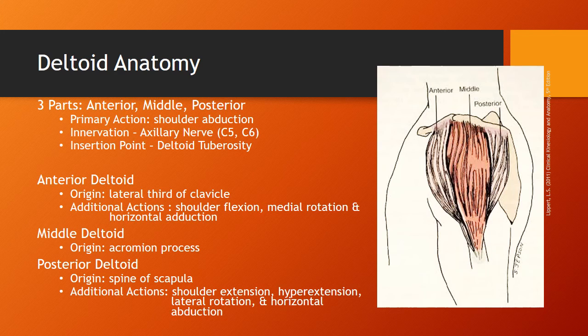provide a few additional actions to the shoulder joint. The anterior deltoid originates along the outer third of the clavicle, the middle deltoid originates on the acromion process, and the posterior deltoid originates along the scapular spine. Additional actions provided by the anterior deltoid include shoulder flexion, medial rotation, and horizontal adduction, while the posterior deltoid additionally provides shoulder extension, hyperextension, lateral rotation, and horizontal abduction.